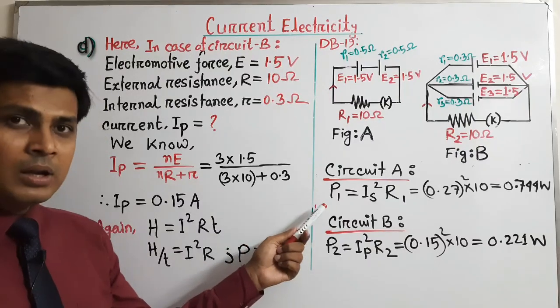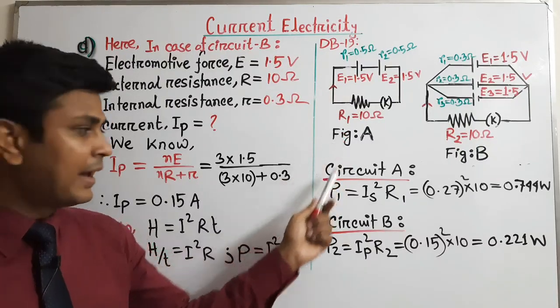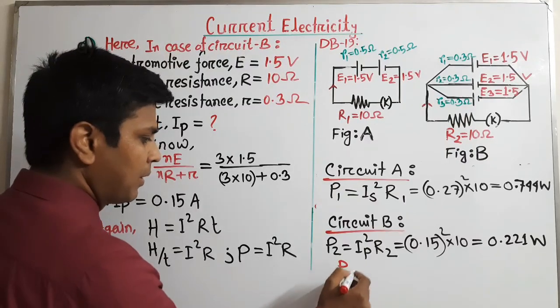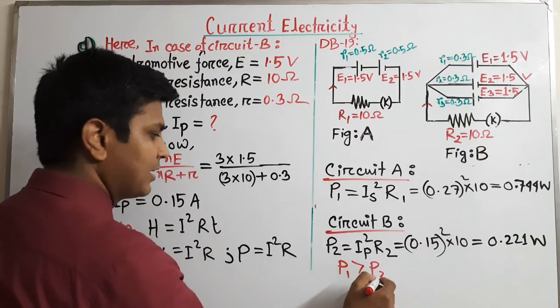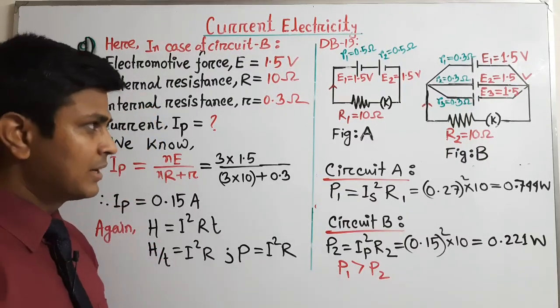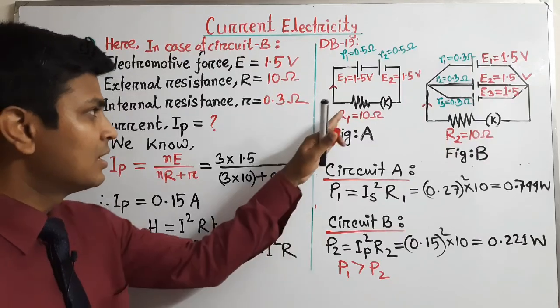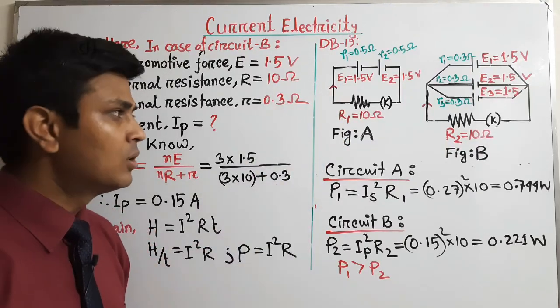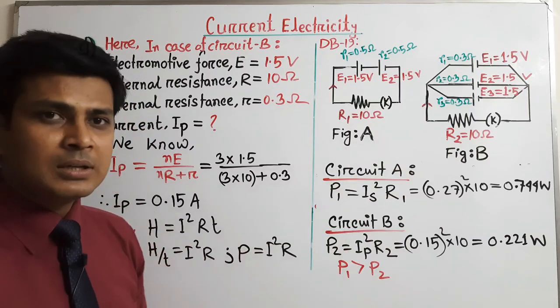The power of circuit A is greater than the power of circuit B. So we can say this R1 resistance for circuit A will be heated more compared to circuit B.